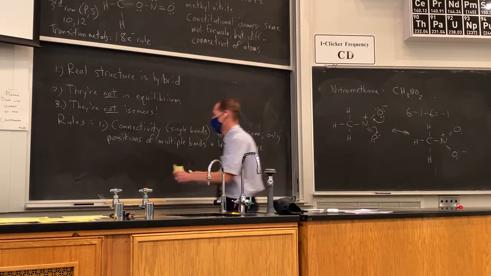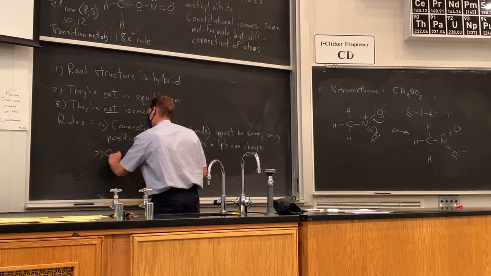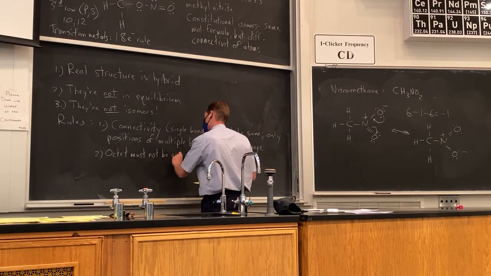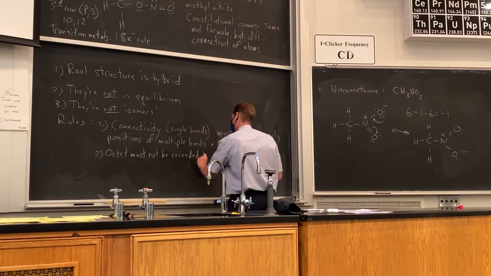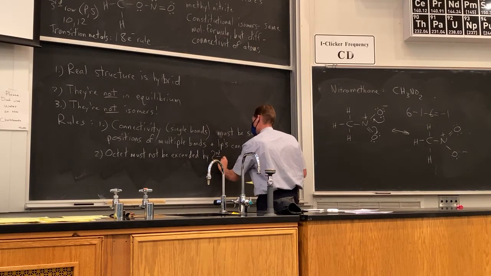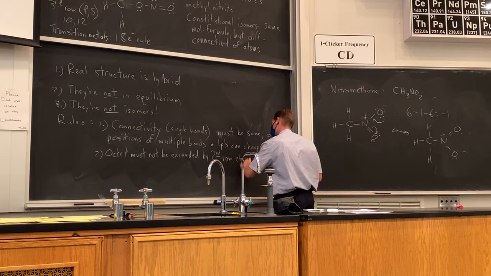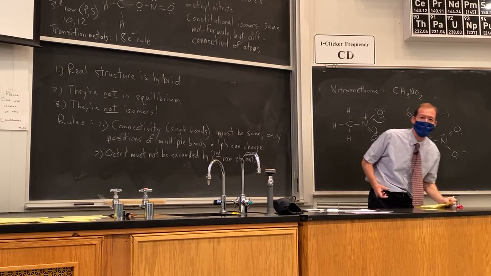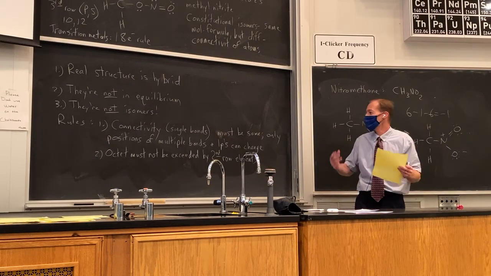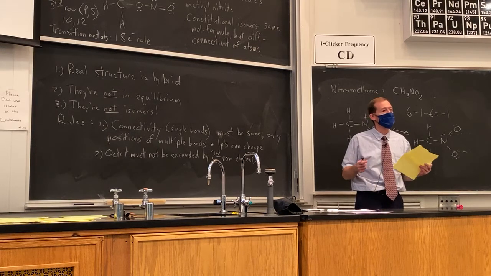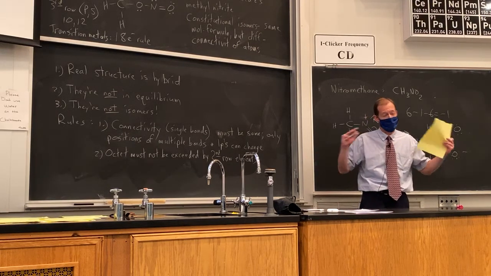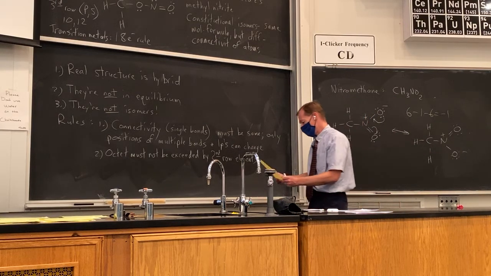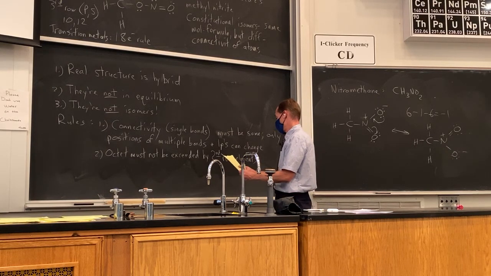Second rule that we have, octet must not be exceeded by second row elements. If you're trying to draw a resonance structure of a compound, and you end up with a structure where you have exceeded the octet on a second row element, that is invalid. That is not going to be a valid structure.